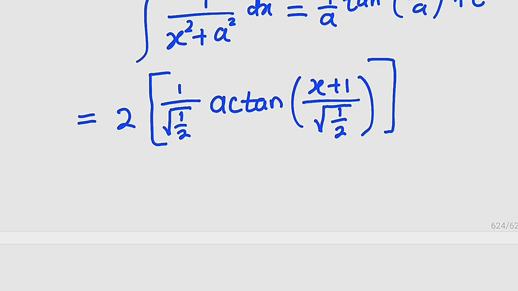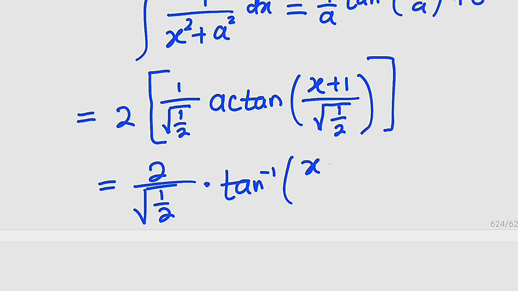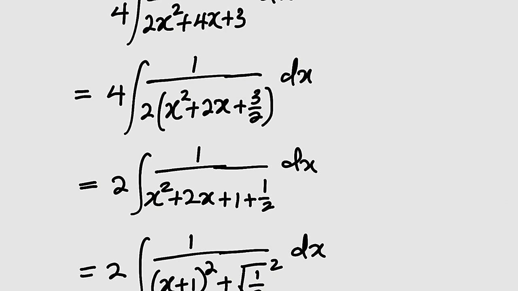But I can simplify this. We can introduce this 2 inside. This will become 2 divided by the square root of 1 divided by 2 multiplied by tan inverse of x plus 1 divided by the square root of 1 divided by 2, right? So this is what we have for the other integral, but we have our first solution.